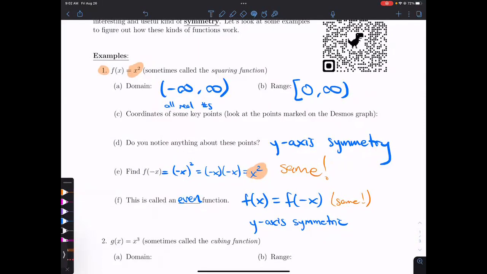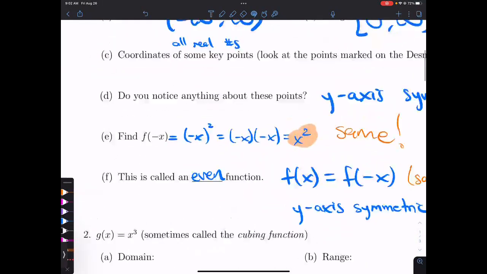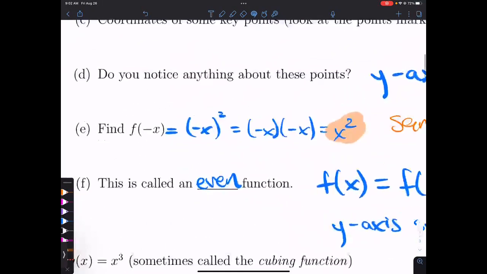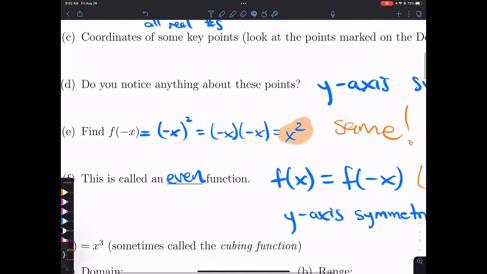And then here, we basically proved that that's what's actually going on, right? By finding f of negative x, we plugged that in, we did some algebra, we ended up back with exactly the thing that we started with, a thing that is identical to the original function. That's proving that this y-axis symmetry we've noticed from the graph is actually happening, and that it happens everywhere, not just in this little piece of the graph I'm looking at. It's always true for this thing.